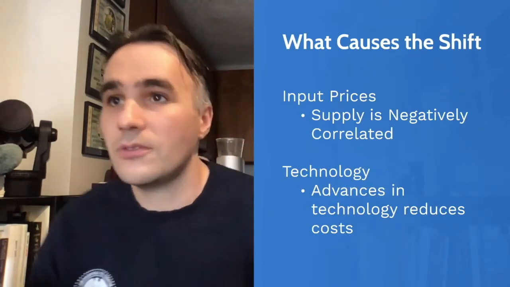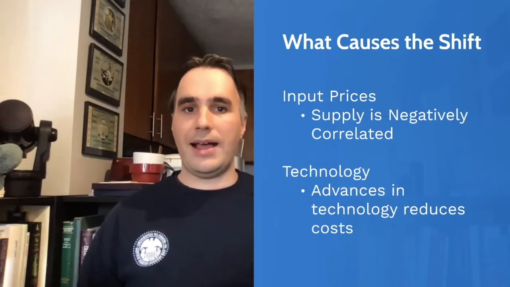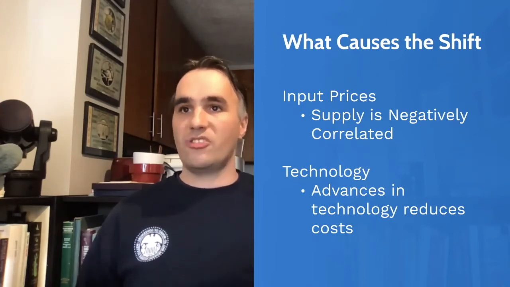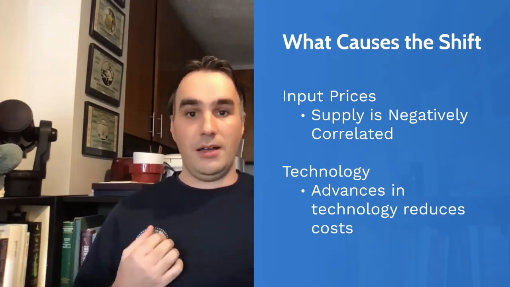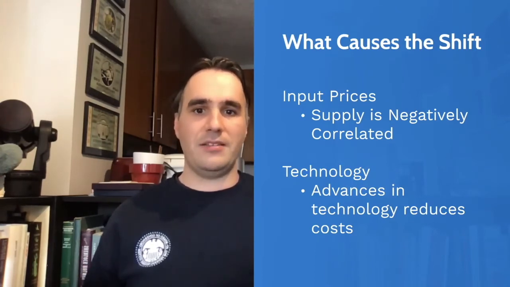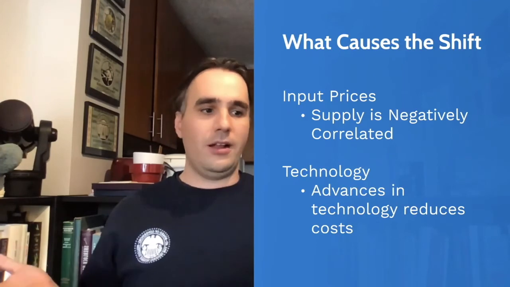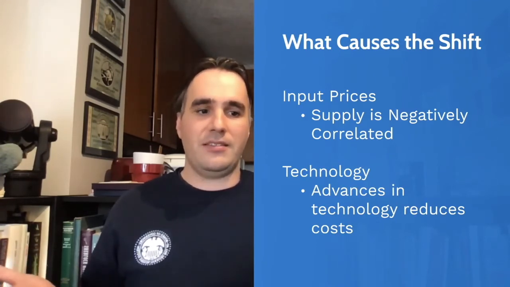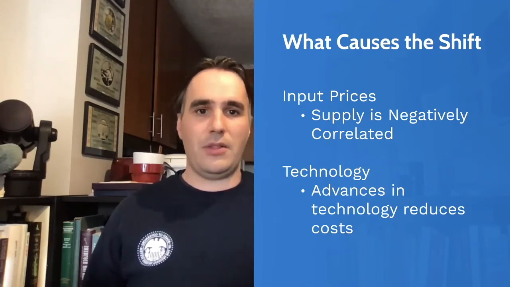So with firms, they have other things that can shift their supplies. Input prices are a big one. For instance, labor is a huge one. If all of a sudden it becomes more expensive to hire people, then you're going to have increased input prices, and we'll see a decrease in supply.